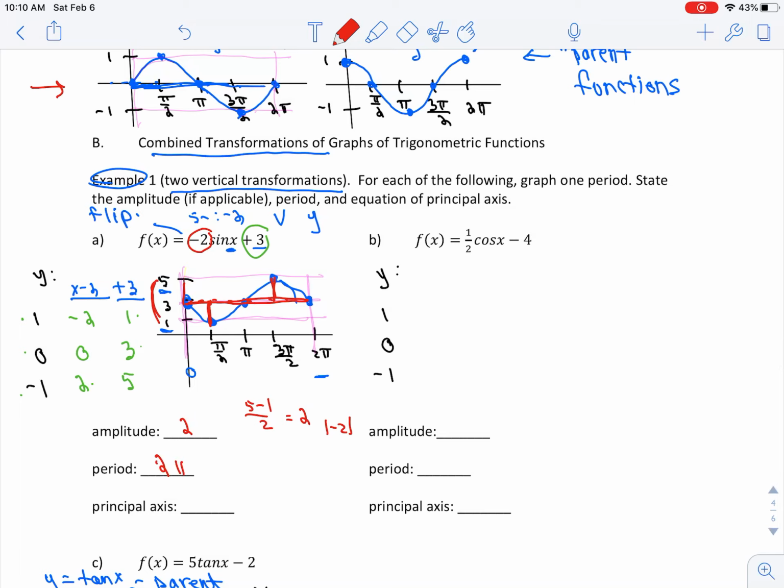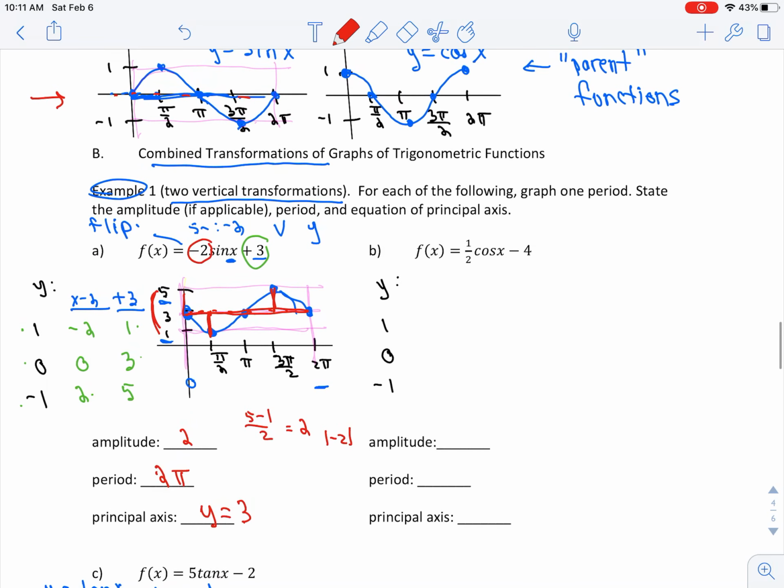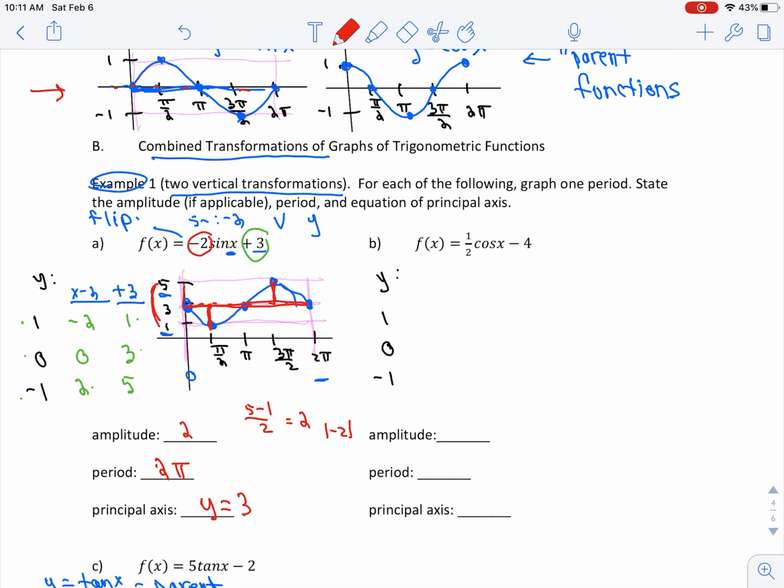That has not changed. But our principal axis did change. Our principal axis used to be at y equals 0. Now it's at y equals 3. And I want you to notice that that value corresponds to this value right here. The reason for that is because the principal axis used to be here at y equals 0. When we did the multiplication, that didn't change it at all. But then when we did the addition, it took that principal axis and moved it up 3 units. Again, we're going to look at that pattern.